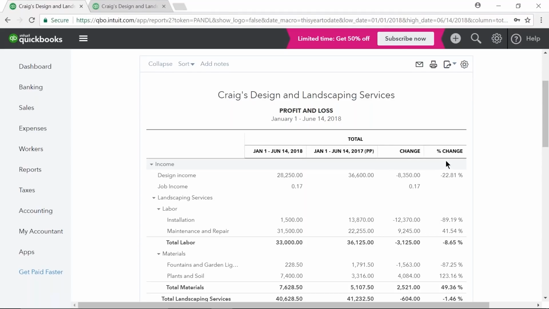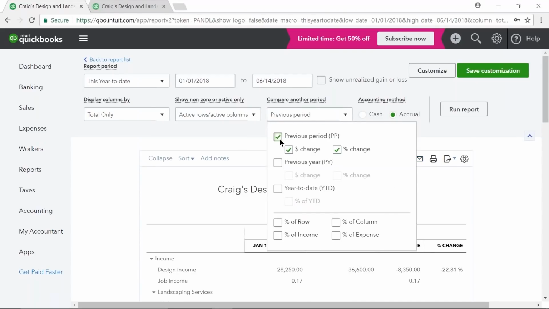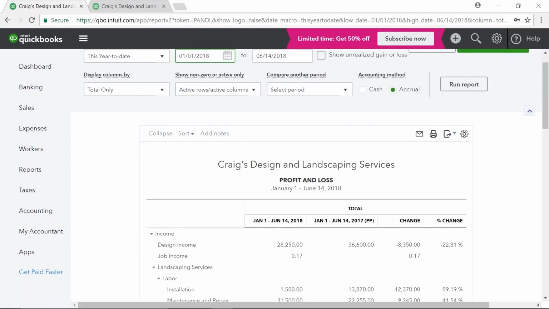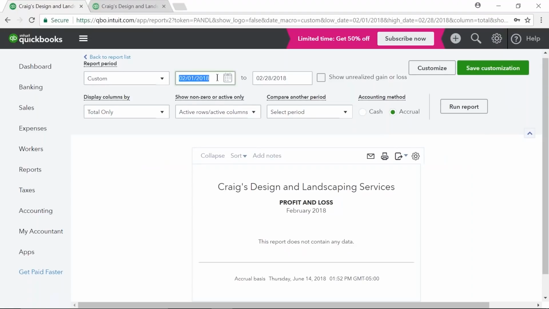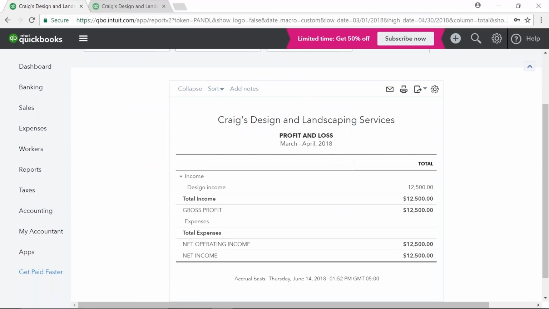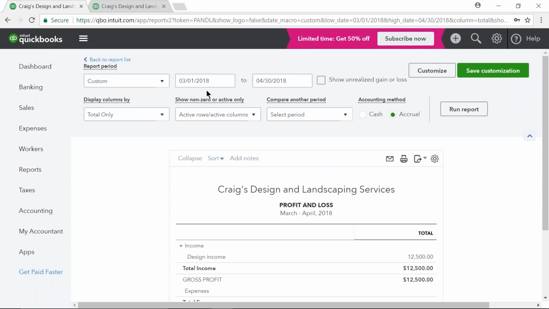So if I wanted to instead look at how I did, not just for a previous period, but maybe for, let's say, 2/1/2018. All right, so let's see how we did in February. Oh, we didn't do very well at all in February. Looks like that's not good. Let's try this. Okay, well, I guess that's a little bit better. It's how well we did from 3/1/2018 to 4/30/2018.